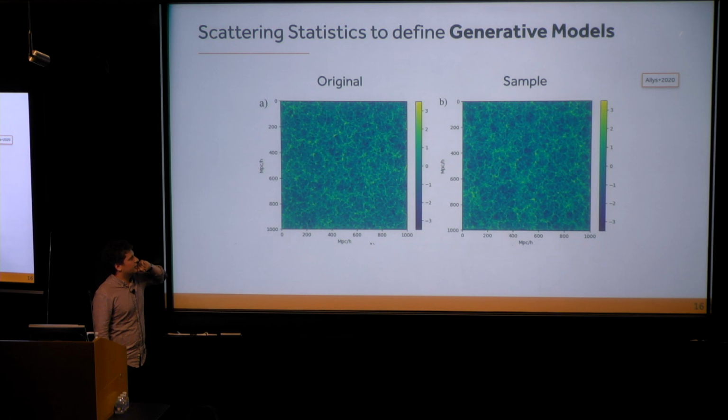And they were able to show, first visually, that the samples look realistic and capture the statistical properties of the original map. And quantitatively, they were also able to show that the power spectrum, histogram, and a lot of other statistics were conserved by this kind of approach.